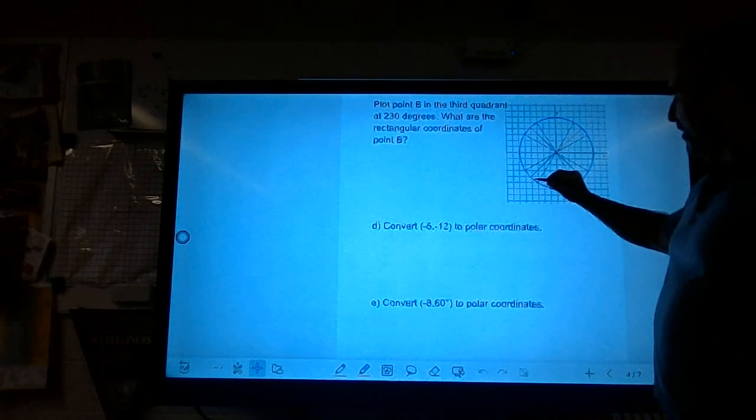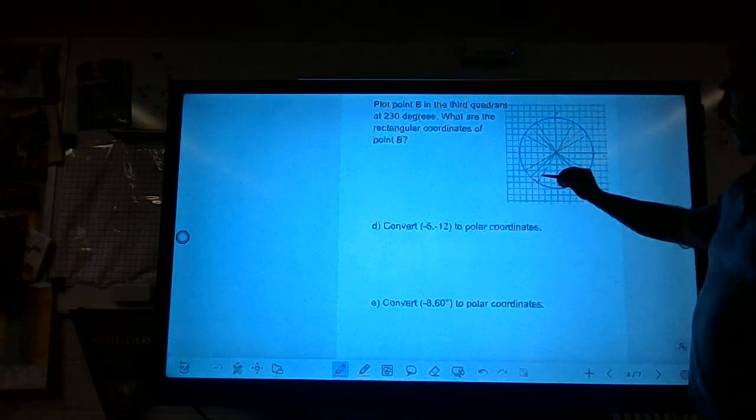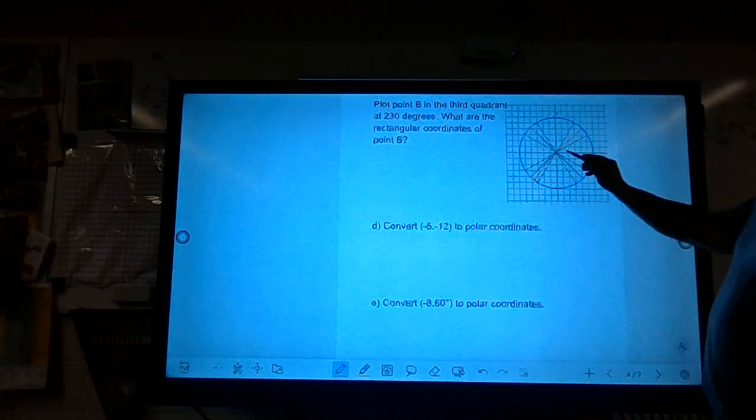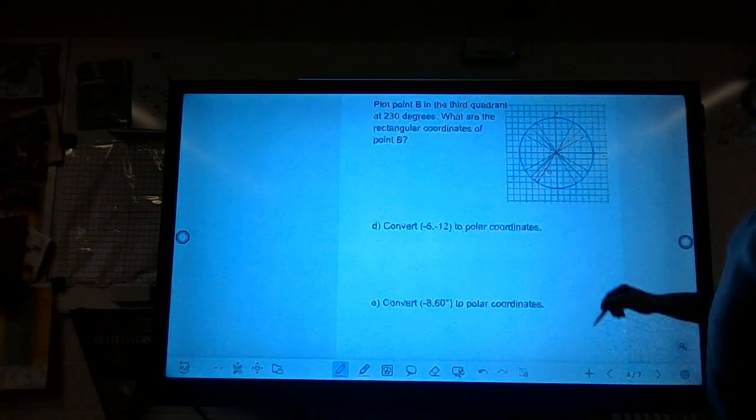That's somewhere around here. Okay, now what are the rectangular coordinates there? Let's try to figure this out on the fly. If I draw my radius, it would help to know what the length of the radius is, so let me count the blocks. 1, 2, 3, 4, 5, 6. That's a radius of length 6.